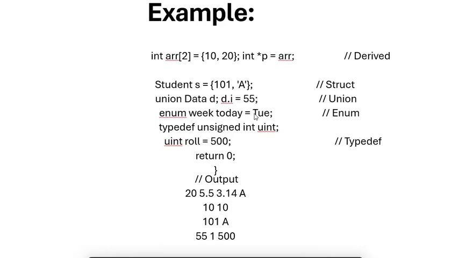Enum week today is equal to Tuesday. In this example, I have taken Monday, Tuesday and Wednesday. Here I have taken Tuesday. Typedef unsigned int uint. Uint roll number is equal to 500. Here int is the data type. I am using a different data type name. That's why it is typedef. Return 0. Let us see the output here.